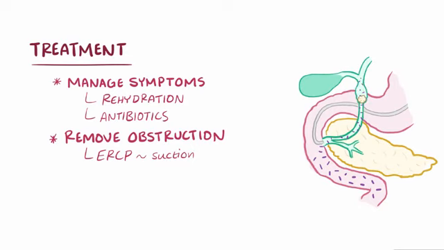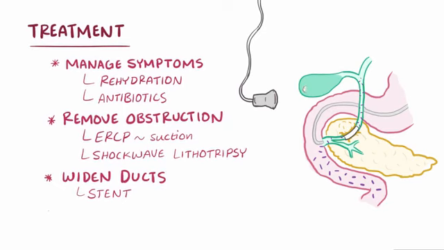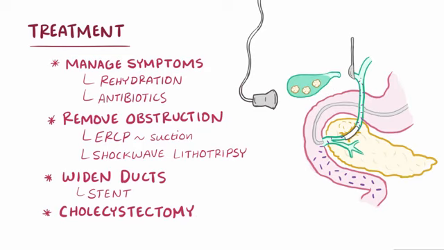For larger gallstones, shockwave lithotripsy might be used, which uses high-frequency sound waves from outside the body to break down the stone. Also, especially in the case of stricture, the bile ducts can be widened with a stent. Finally, if gallstones are the underlying cause, a cholecystectomy, or removal of the gallbladder, is typically recommended to avoid future gallstone-related complications.